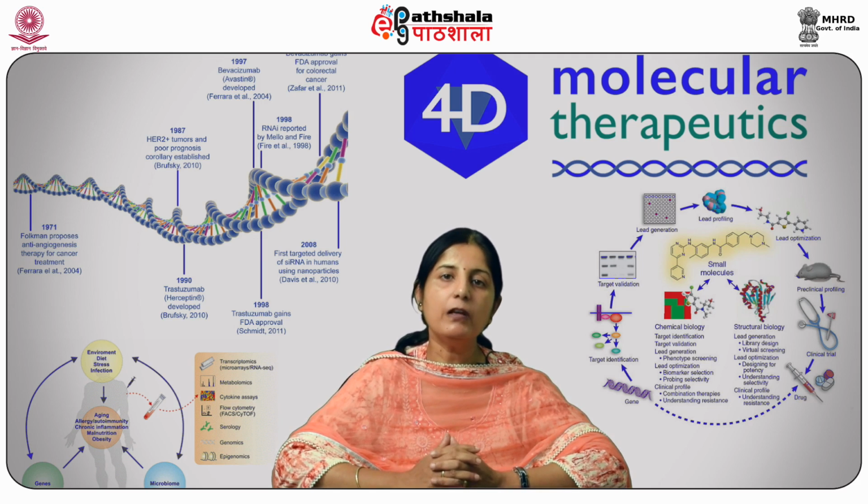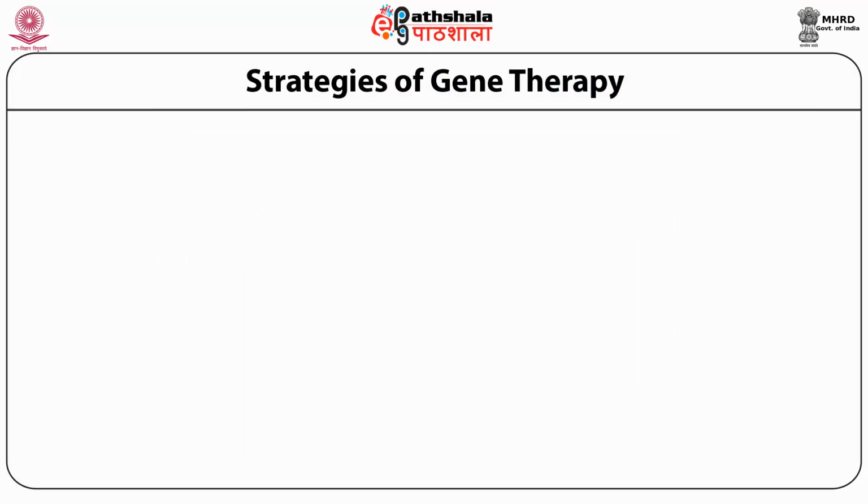It was first used in 1990, when it was successfully used to treat a genetic disorder known as SCID, that is severe combined immunodeficiency disease, in a 4-year-old girl, Ashanti De Silva. Let's discuss the different strategies of gene therapy.